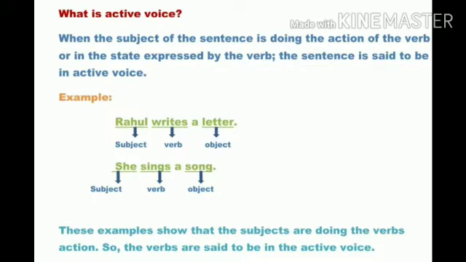Look at these examples. Rahul writes a letter. She sings a song. These examples show that the subject is doing the verb's action. Here in the first sentence, the verb writes shows that the subject Rahul does something. So the verb write is said to be in the active voice.